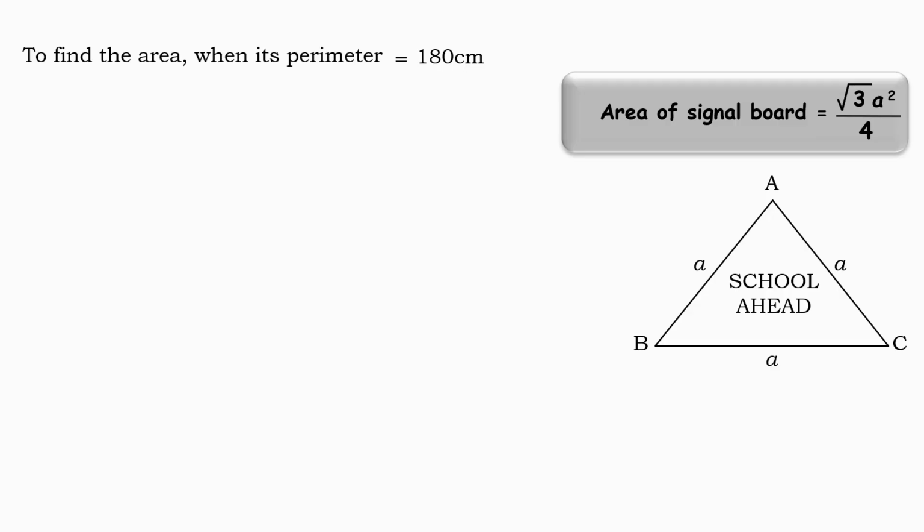Now what is given? To find the area when its perimeter is 180 centimeter. Here one piece of information is given. We already got the area in terms of a. Now here the perimeter is given as 180 centimeter. So the perimeter of an equilateral triangle will be a plus a plus a. That is equal to 180. So that means 3a equal to 180. So a will be equal to 180 divided by 3. That is equal to 60.